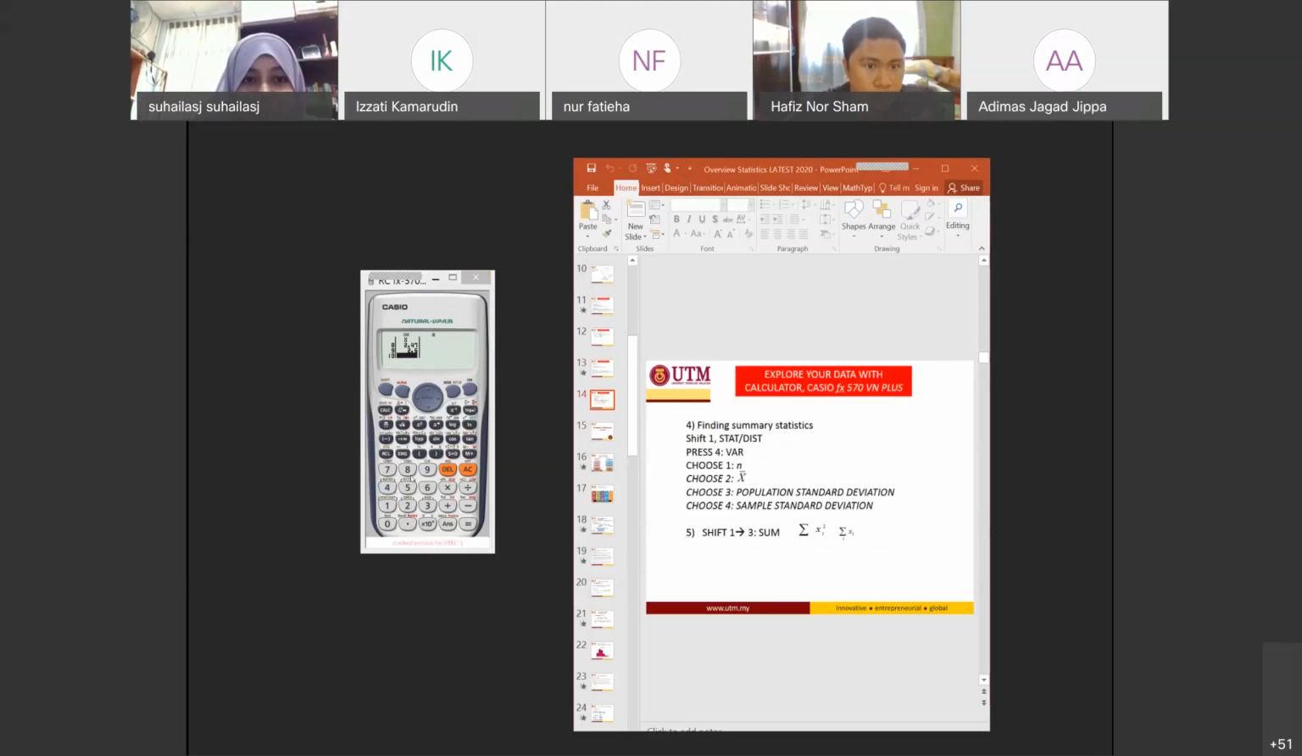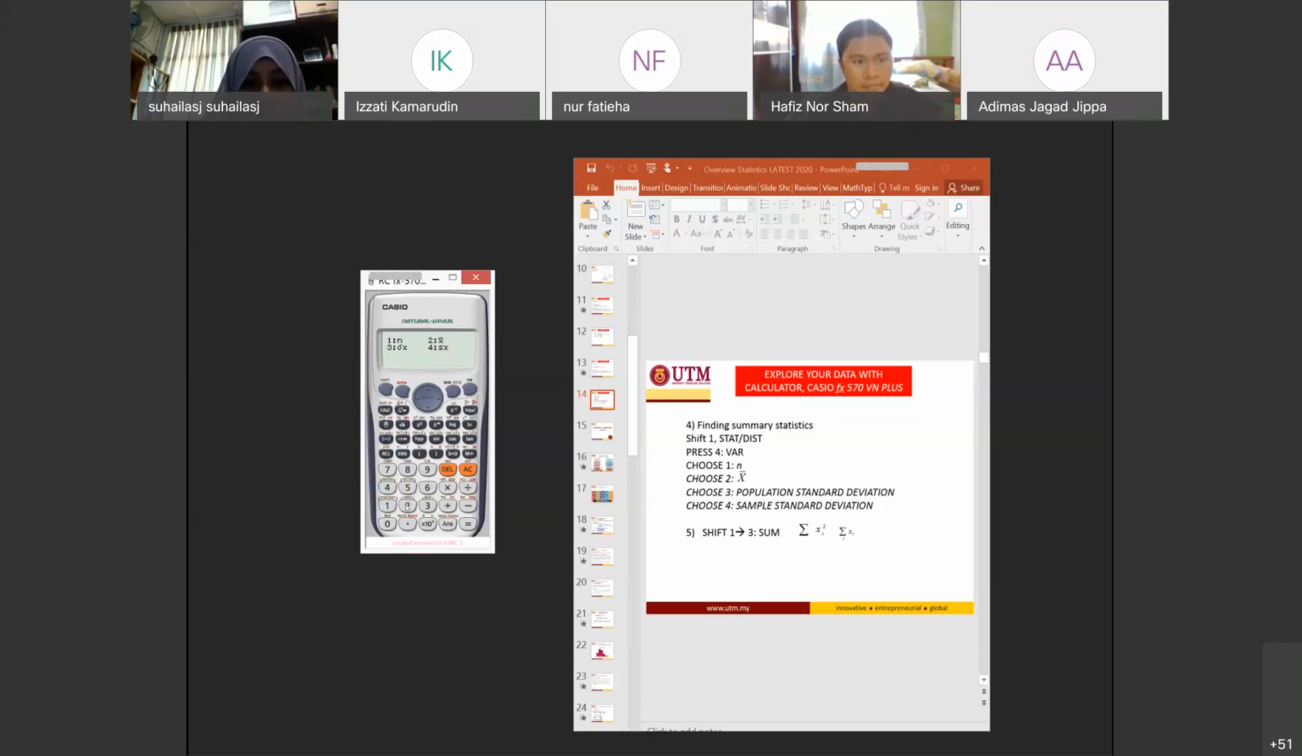Okay, so now after you enter your data set, you press Shift 1. Sorry, switch on again. Shift 1 is your stat and also your distribution. You have type. Number 2 is data. Number 3 is sum. Number 4 is variance. Press number 4. If you press number 1, it will give you the number of observations that you entered.